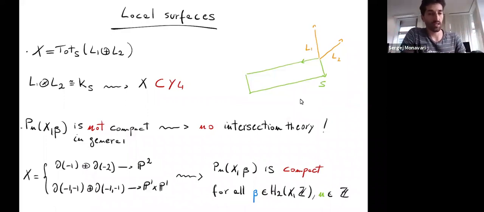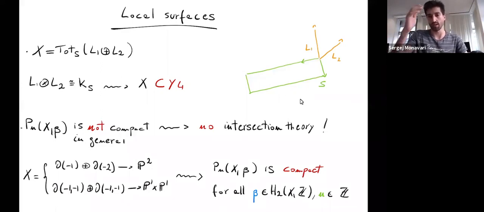The whole point here is that it's very nice. They're easy to construct, and you relate to the geometry of complex surfaces, which is easier to study than fourfolds. The point is that if X is non-compact, usually also the moduli space will be non-compact. And that's very bad, because if it is non-compact, there's no way to produce numbers, because you cannot perform intersection theory in the usual sense.